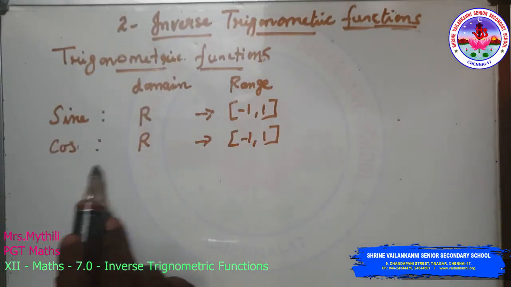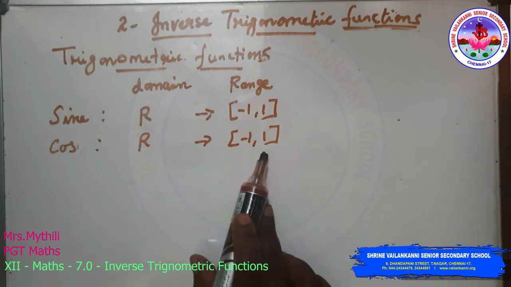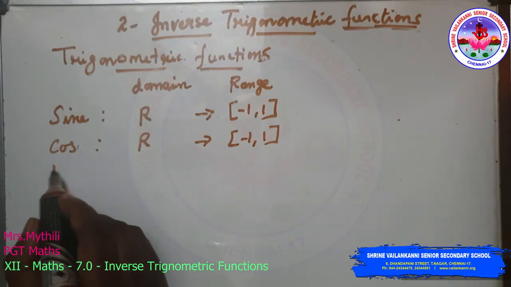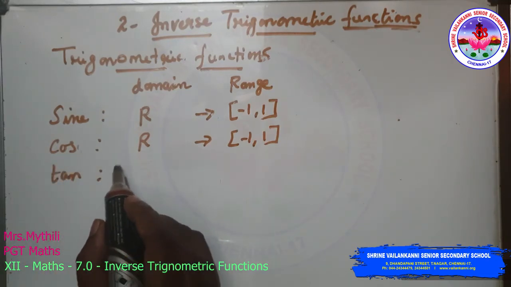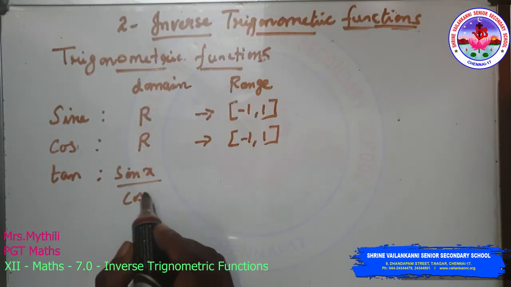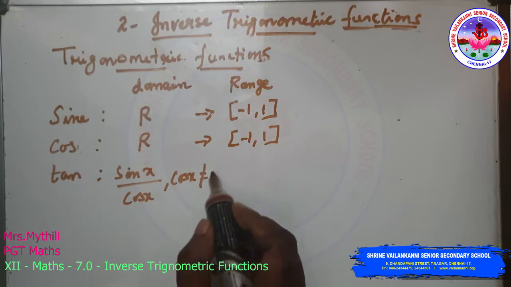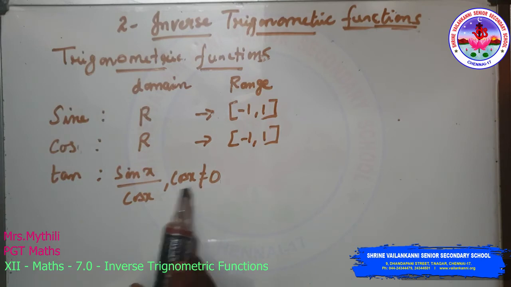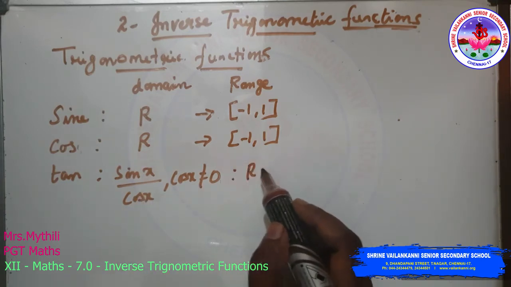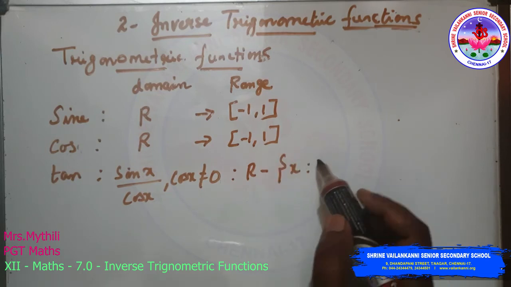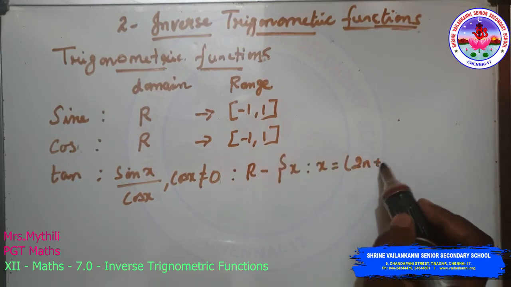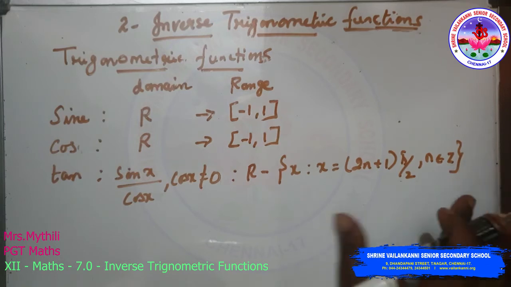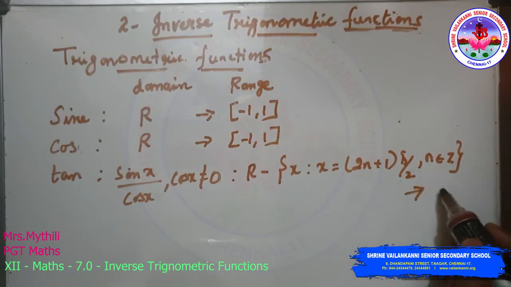Cosine function, cos: the domain is the real numbers and the range is the closed interval minus 1 comma 1. And the tangent function, tan, we write as sin x by cos x, in which cos x is not equal to 0. If it is equal to 0, it will be 1 by 0, which is infinity. So cos x is not equal to 0. Then we write the domain as the real numbers minus the set of all x such that x is equal to 2n plus 1 into pi by 2, n belongs to Z. So the domain is this, and the range is the real numbers.